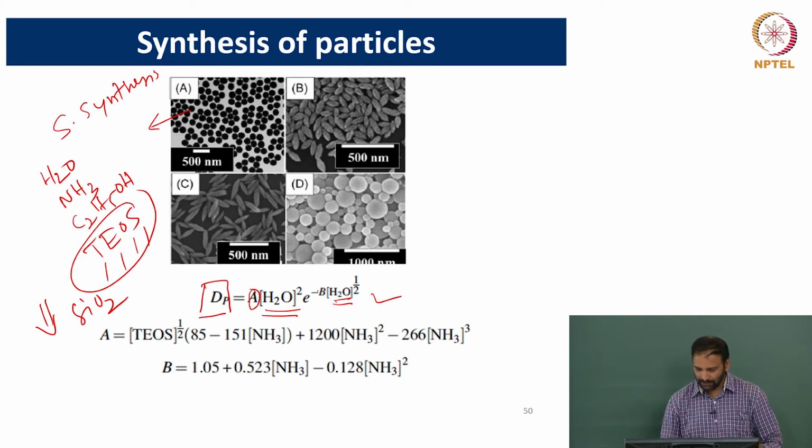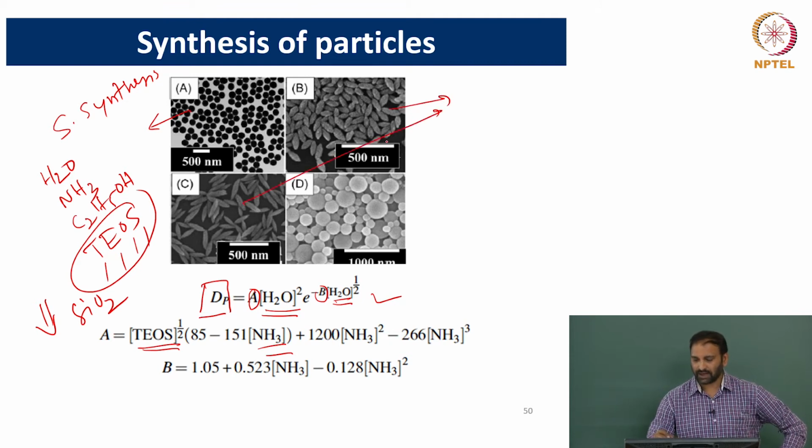And of course the parameters A and B, which in turn depend on the concentration of the TEOS, ammonia, and a few other things. So if you want a particle of a particular size, I can choose my reagents in appropriate proportions and then design particles of different sizes. So that's about Stöber synthesis.